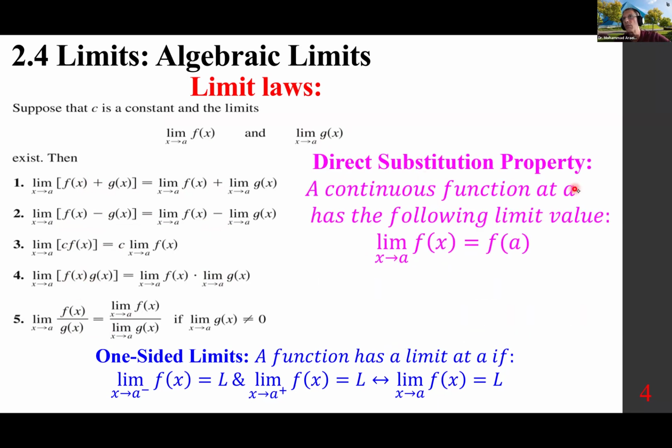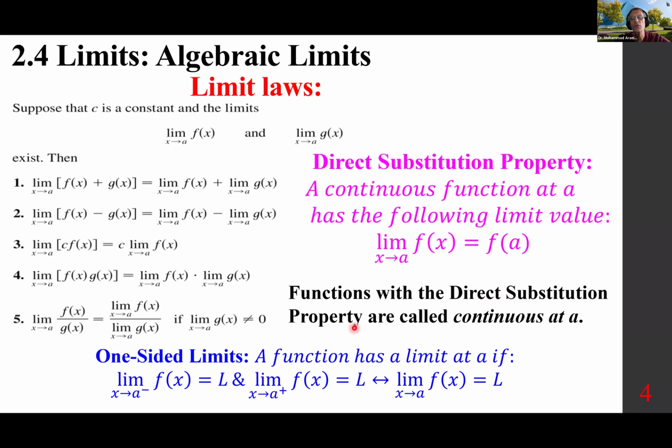Direct substitution property indicates a continuous function at a, with the following limit value: the limit of f of x as x approaches a equals f of a. Functions with the direct substitution property are called continuous at a. In other words, every function we have studied in the past in pre-calculus is continuous in its entire domain. And that's the key, understanding the concept of a domain when it comes to that.